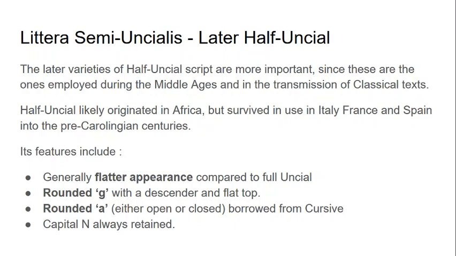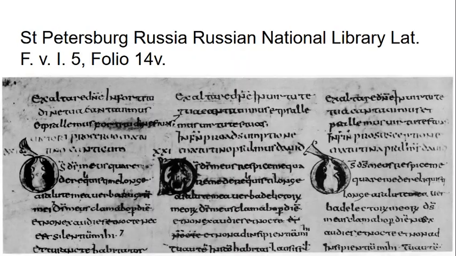The features of later half-uncial include a generally flatter appearance compared to the full uncial script. It has a rounded G with a descender and a flat top. The flat-top G is really characteristic of later half-uncial, and it really sticks. It's one of the first signs that you're dealing with half-uncial, and it sticks around into a lot of different scripts, particularly in the insular countries, Ireland and Britain. You also have a rounded A, borrowed from cursive. Sometimes this looks like two C's, and the capital N is always retained from uncial. So let's have a look.